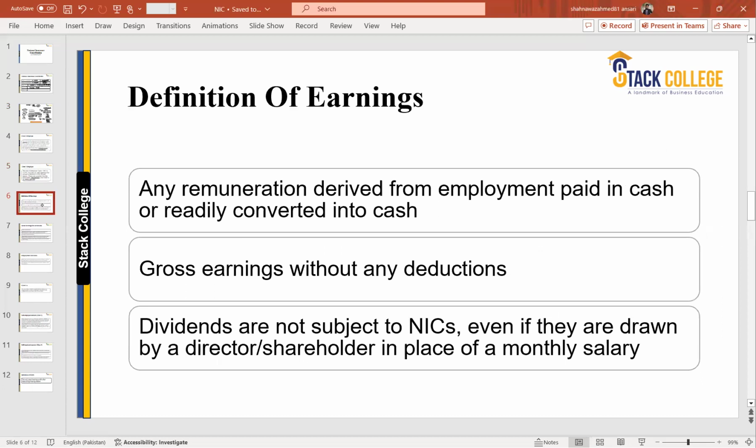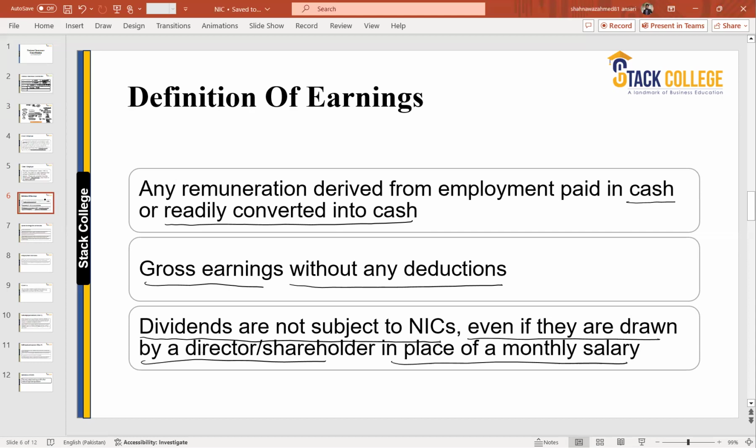Definition of earnings: any remuneration derived from employment paid in cash or readily converted into cash. Gross earnings, that means no deduction is to be made from this. Any kind of deduction is not allowed. Dividends are not subject to NICs, even if they are drawn by a director shareholder in place of a monthly salary.